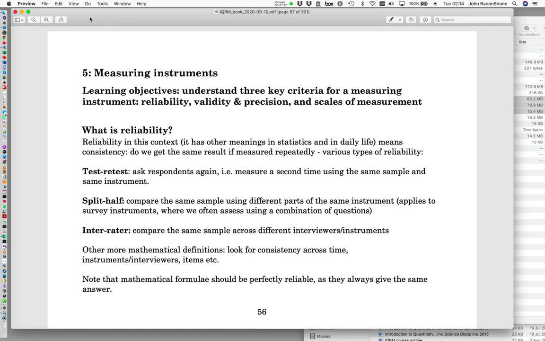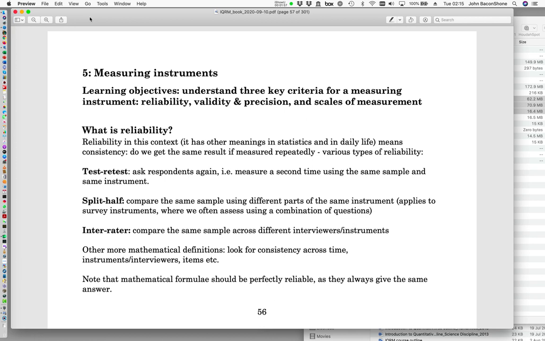This would be mainly for a survey instrument where we might have multiple questions which are all supposed to be measuring the same thing. So in this situation, if we compare half of our questions to the other half of the questions, we would expect to get similar answers if the questions are all measuring the same thing. So that's called split half. The third form we will talk about is called inter-rater. This is the same sample, but different interviewers or different instruments. So for example, well, we'll talk about some examples in a minute.